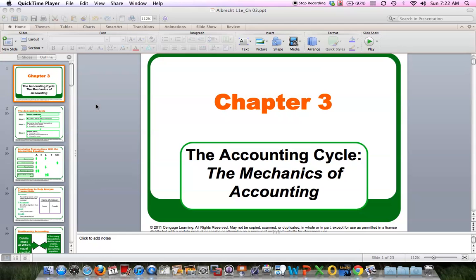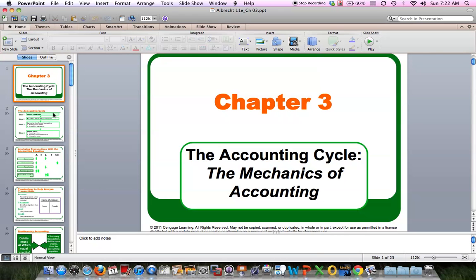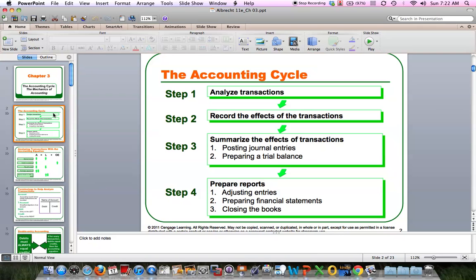Well, it's time for our Chapter 3 lecture. In the book, I'm starting on page 71, and today we'll be talking about the accounting cycle and the mechanics of accounting. And the one thing we haven't really gotten to yet is the rules of debit and credit, and that's where we'll get some stuff going today about accounting and how we actually do transactions and journal entries.